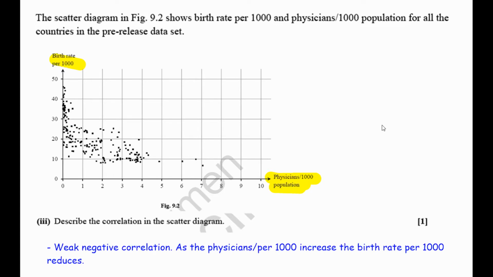Okay, so weak negative correlation. As the physicians per thousand increases, the birth rate per thousand reduces. Just to be on the safe side, I've said what type of correlation it is, and I've gone ahead and used the variables, so I've added some context to my understanding of the correlation.